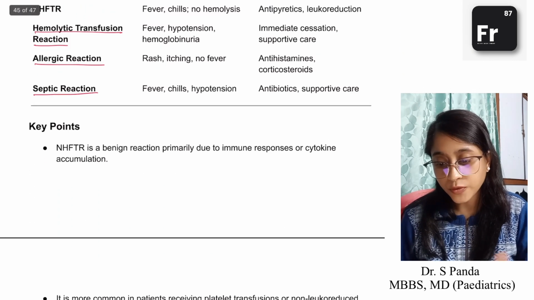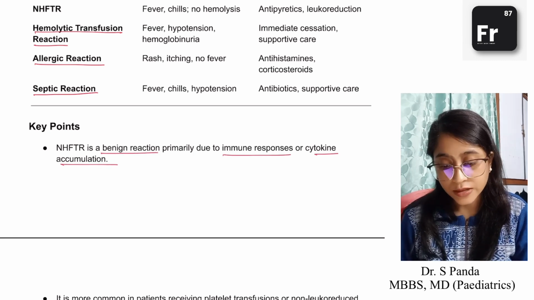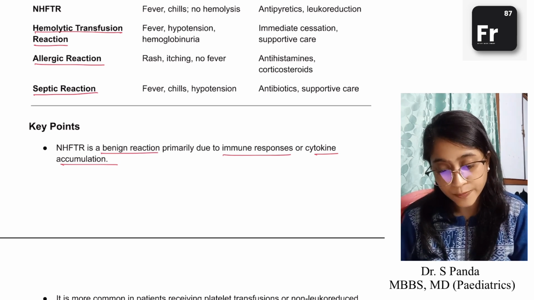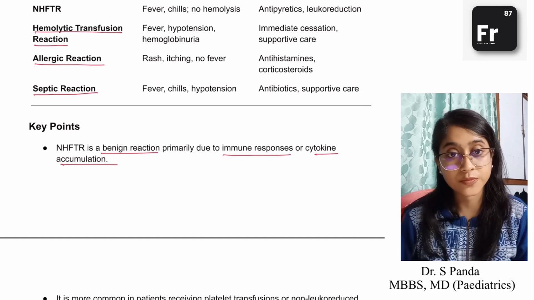So what are the key points? It is a benign reaction, primarily due to immune responses or cytokine accumulation, and more common in platelet transfusions and in non-leukoreduced products. Prompt recognition and management will ensure favorable outcomes.